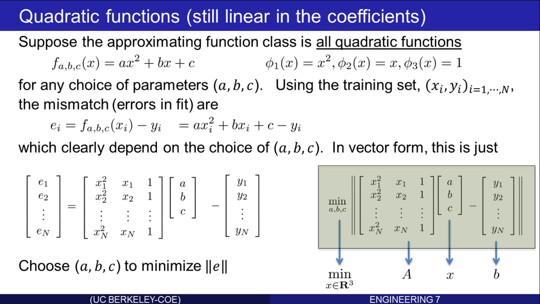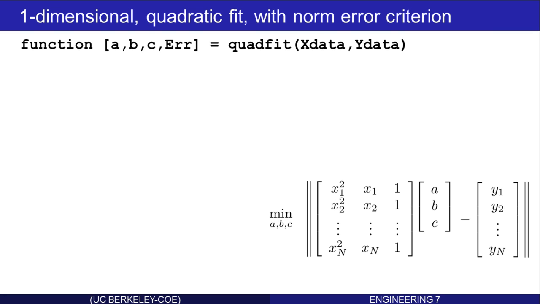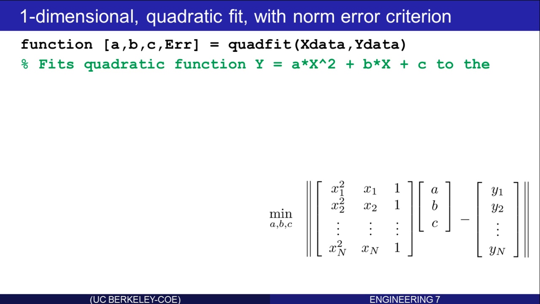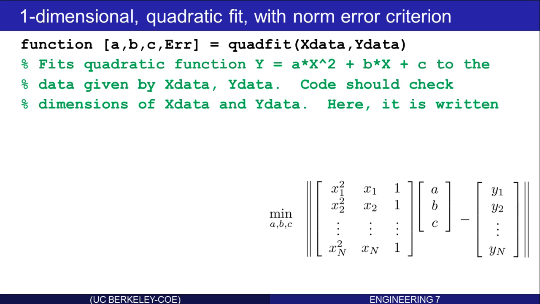Let's look at the code. Call this quad fit, x data, y data, returns a, b, c, and the error. It fits a quadratic function, y equals ax squared plus bx plus c, to the data given by x data and y data. As usual, the code should check the dimensions. Here it's written as though they're both column vectors.